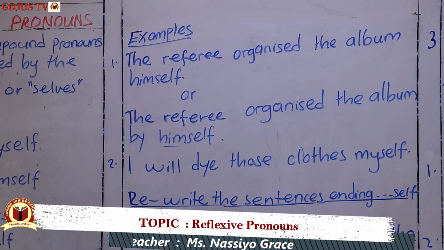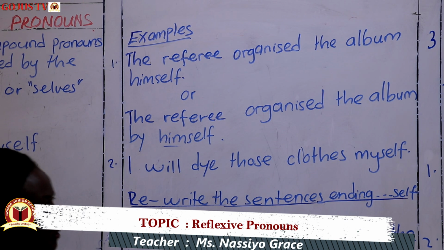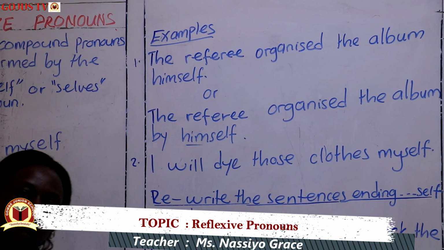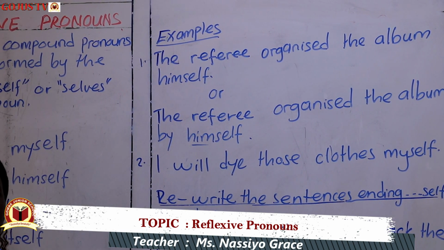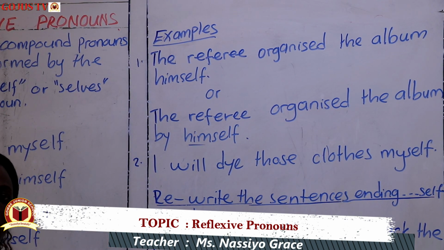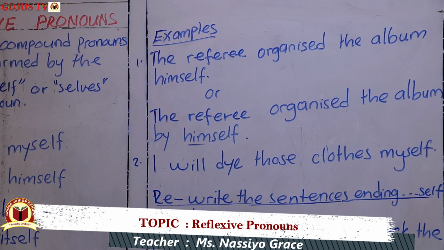Another example: I will dye those clothes myself. It means that I don't need anyone's help to do that work. So I'm going to do that work by myself or myself. So we can either use by or leave it out.